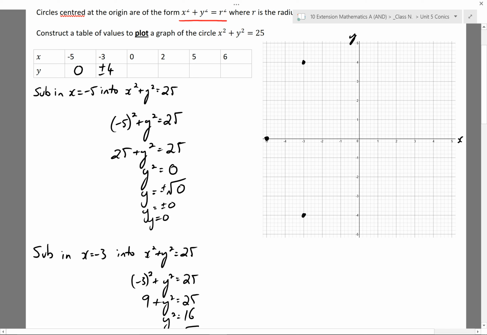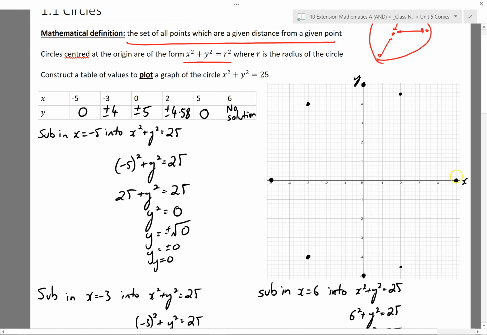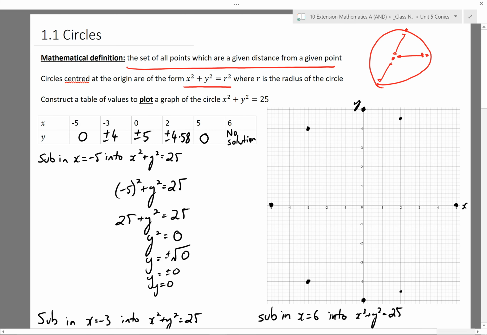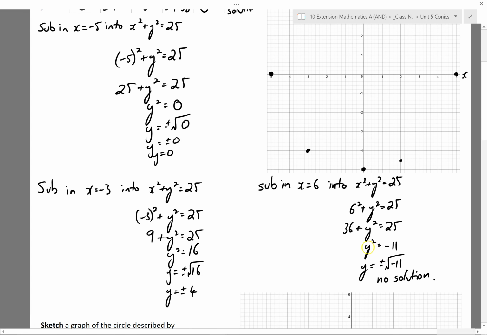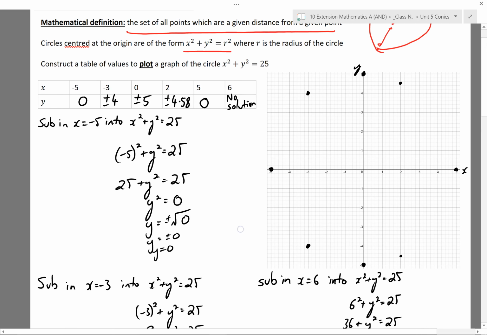So I want you to go ahead and substitute in these other 4 values and plot their points on that xy plane. Hopefully you did it yourself. Looking at some of these solutions, this one is a surd, so we just get a decimal approximation for it. And when we sub in x equals 6, we get no solution, because we get to this point where we're trying to find the square root of a negative number. Okay, but hopefully you've gone and done that yourself.